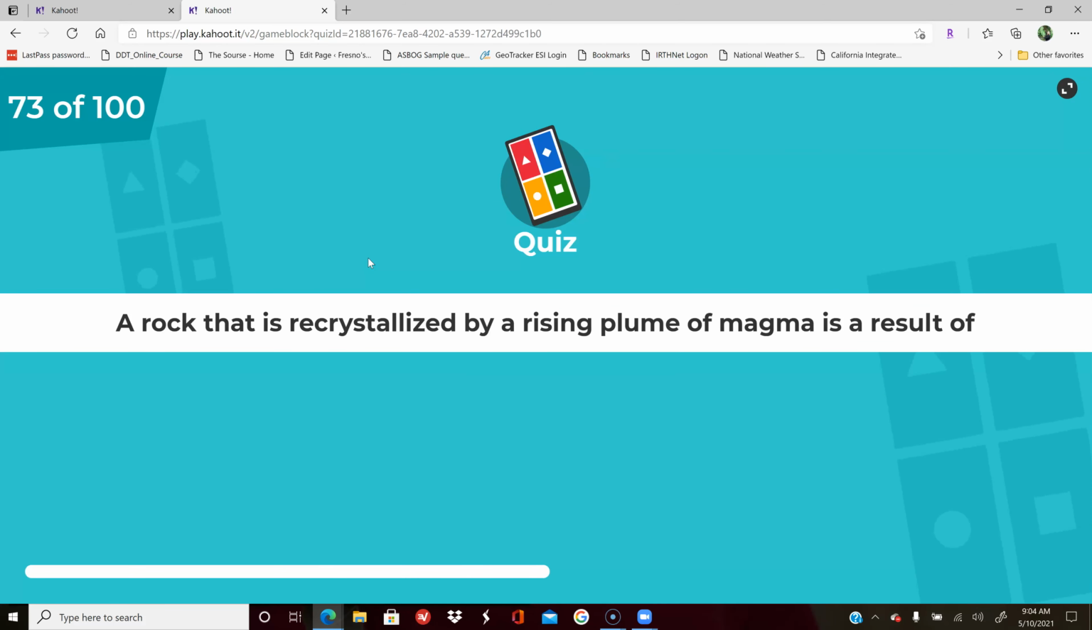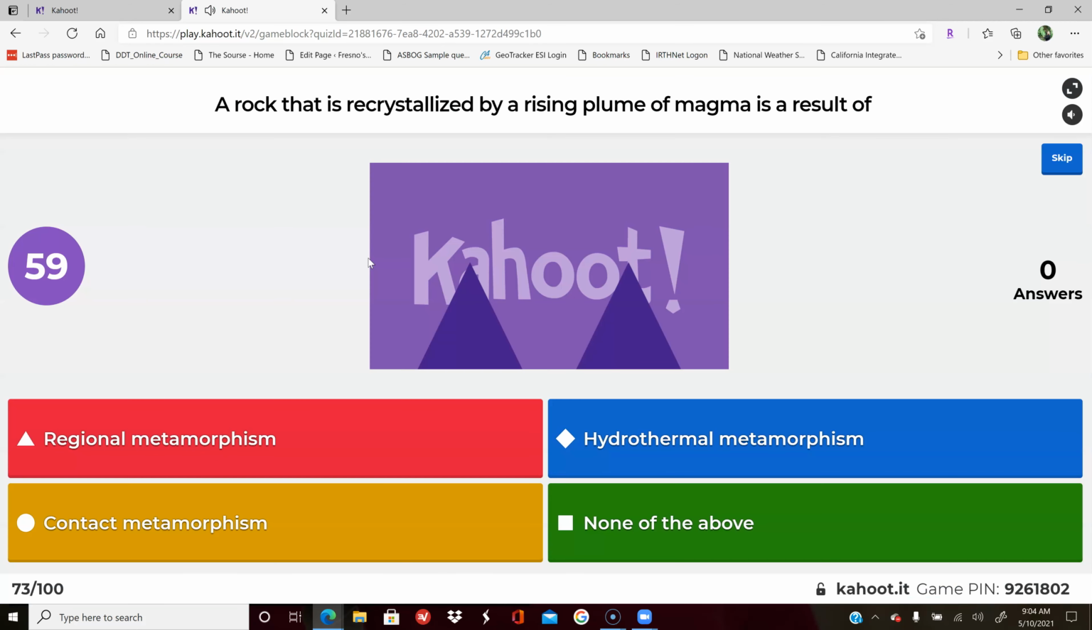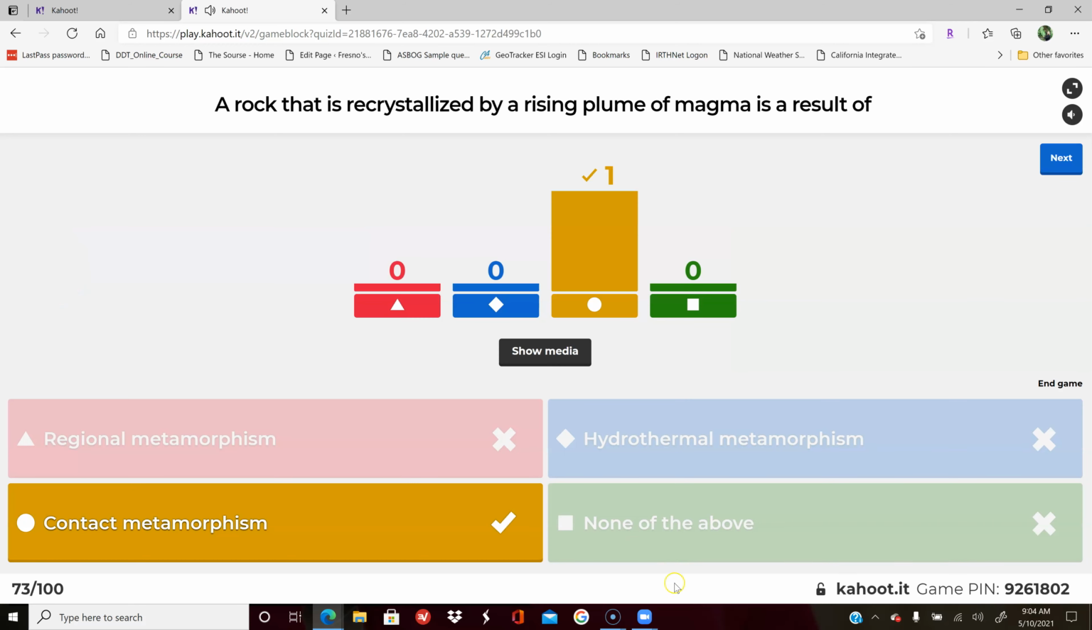A rock that is crystallized by a rising magma plume is a result of regional metamorphism, hydrothermal metamorphism, contact metamorphism, or none of the above. It's kind of a repeat question, but this is contact metamorphism again.